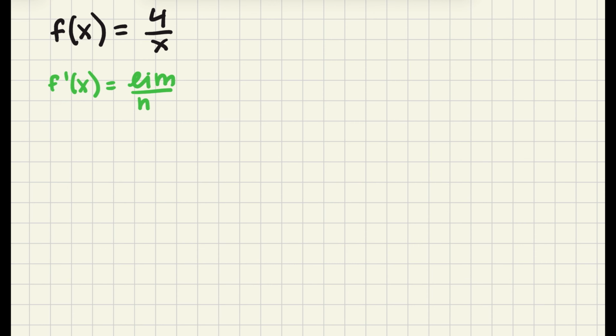Okay, here we go. Example 3. f of x equals 4 over x. Let's find the derivative. f prime of x equals the limit as h approaches 0, f of x plus h minus f of x over h.